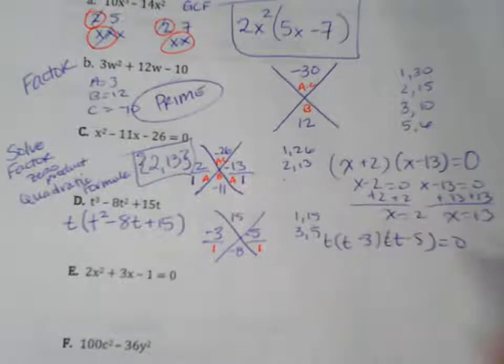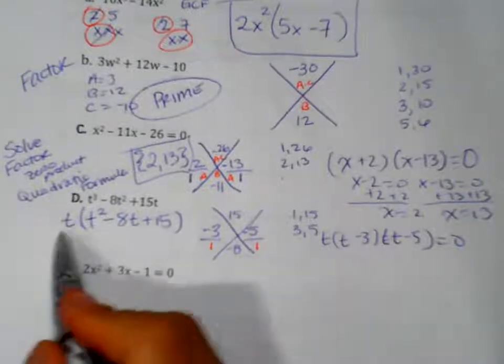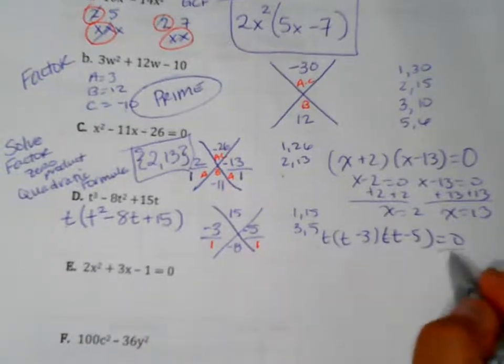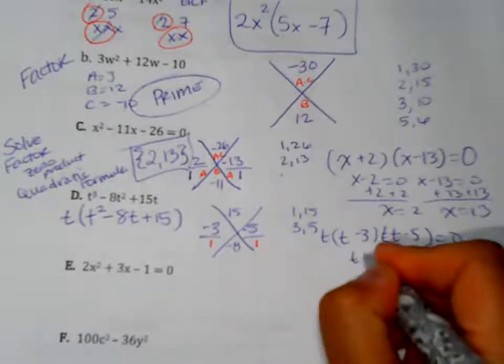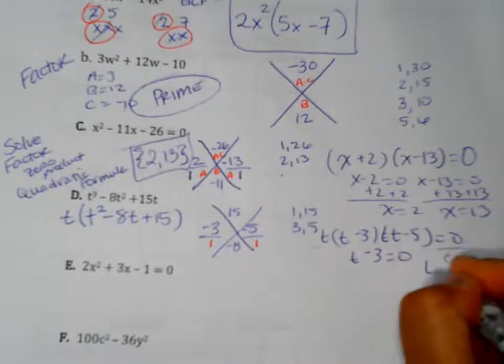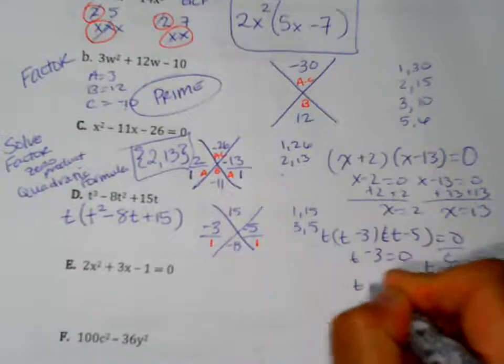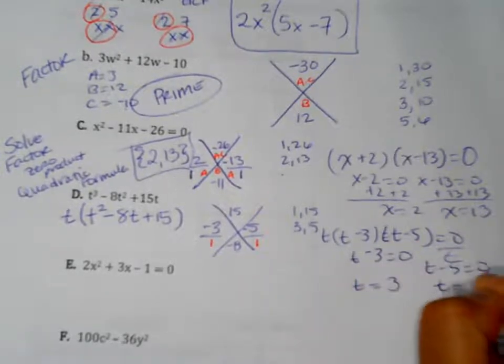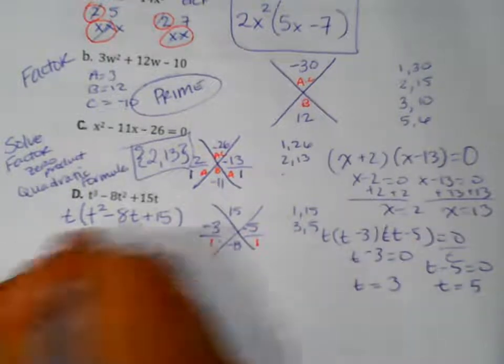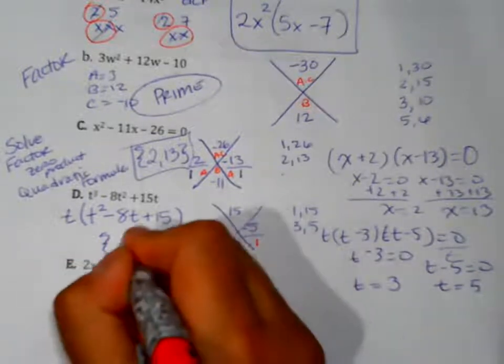And I still have that t out there. That t is just going to go away. It divides out. If I divide that out, it just goes away. So I have t minus 3 equals 0, t minus 5 equals 0, t equals 3, t equals 5. So my answers are 3 and 5.